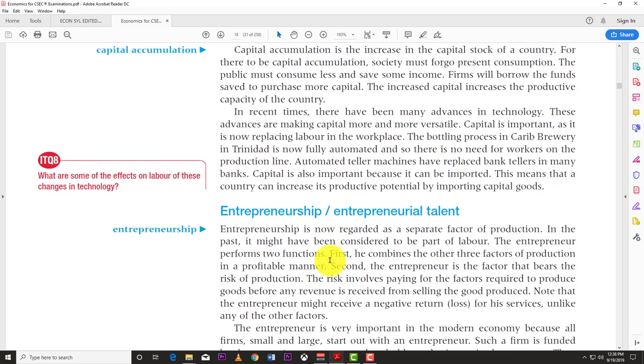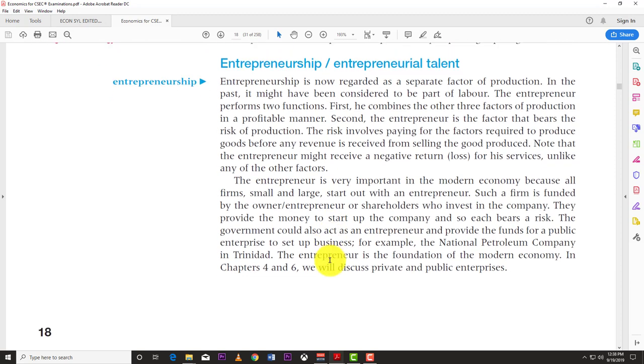Now, the last factor of production we're going to look at is entrepreneurship or entrepreneurial talent. Now, this is the fourth factor of production that brings all the others together. That's the main job of the entrepreneurship. They bring all of the factors of production together. That's the main key about entrepreneurship right there. Entrepreneurship is now regarded as a separate factor of production. In the past, it might have been considered as part of labor, but they took that out.